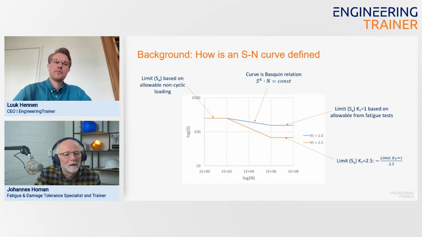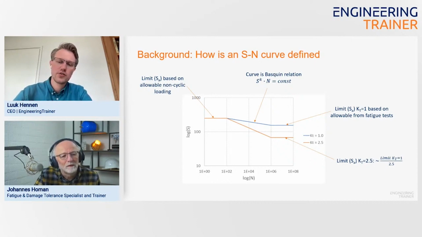Sorry to jump in, Johannes. Just for my understanding, how is the fatigue limit for the orange one? So KT is 2.5, the one with the notch. How is that typically determined?